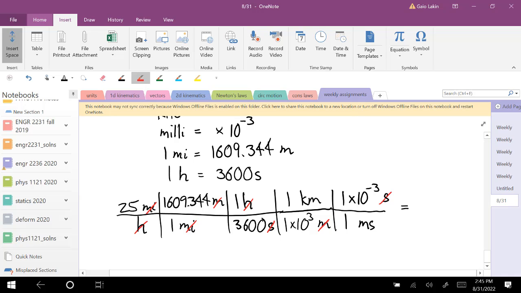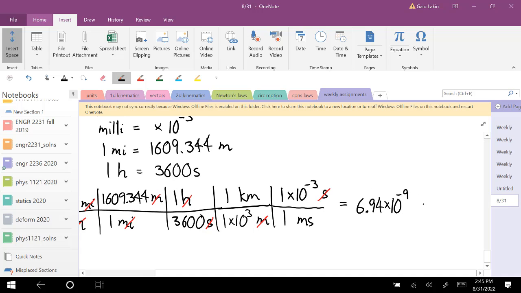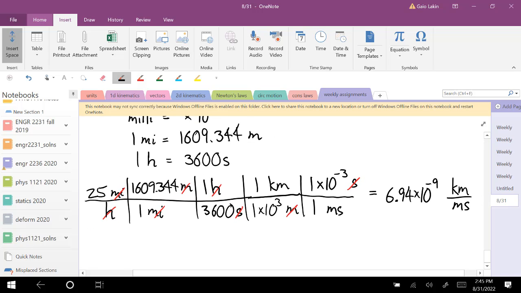It would be 6.94 times 10 to the negative 9, and that is in kilometers per millisecond. It's a very small number, way less than 1, because a kilometer is more than half a mile, and a millisecond is a very tiny amount of time. If you're going 25 miles an hour, you go a very small fraction of half a mile in a 1,000th of a second. Any questions about that one?